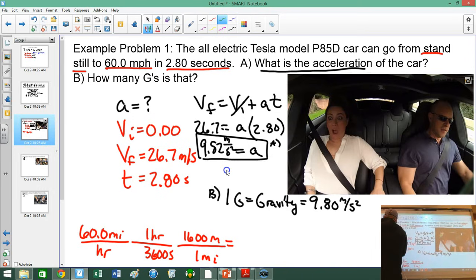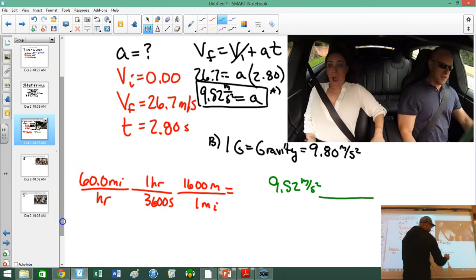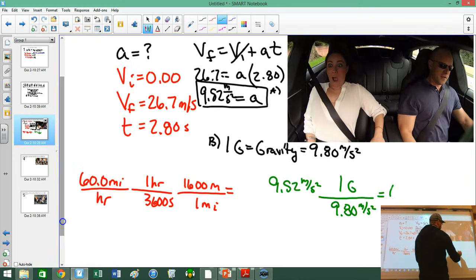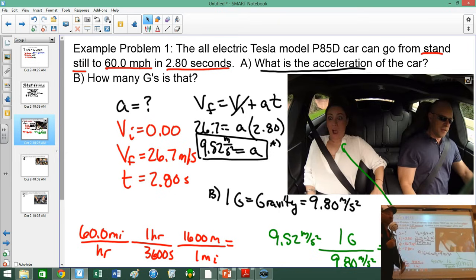My dimensional analysis: I've got 9.52 meters per second squared, and there's 9.80 meters per second squared in 1 g. So this turns out to be 0.97 g's. These people up here aren't even pulling 1 g. They're almost there. In that acceleration, you're almost at 1 lateral g.